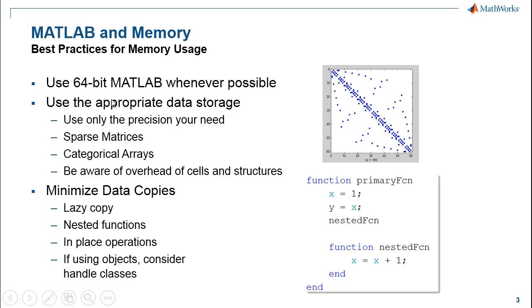Number two, use the appropriate data storage for your problem. MATLAB's default variable type is double precision floating point, but if you're only working with something like integers, then use an integer data type and that will take up less memory. Be aware that we have special data containers for things like sparse matrices and categorical data types, which are more memory efficient. And also be aware that some of the more advanced data types like cells, structures, tables, these have additional memory overhead associated with them.